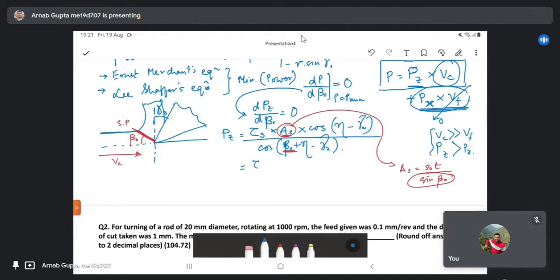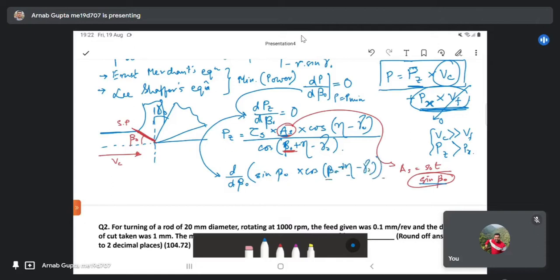I am not writing the expression again. I can simply rewrite this. We want to maximize the denominator so that Pz becomes minimum and thereby the power consumption also becomes minimum. So what is the denominator here? The denominator is sine beta naught, which is coming from this As, into cos of beta naught plus eta minus gamma naught.